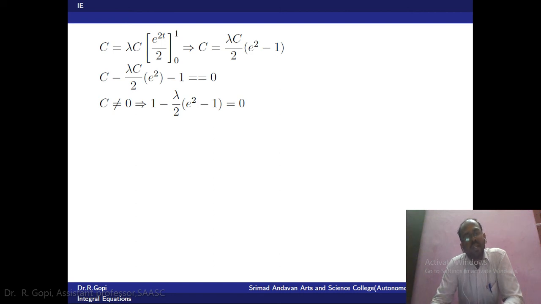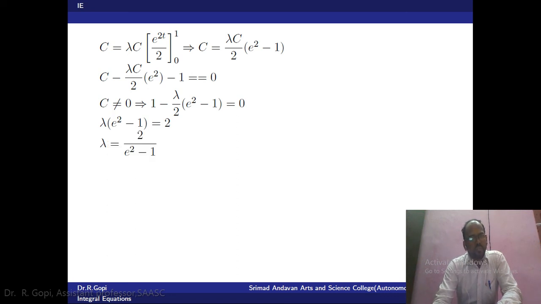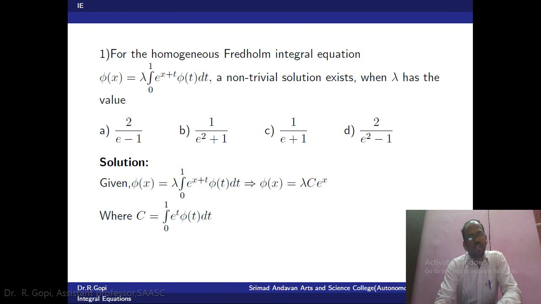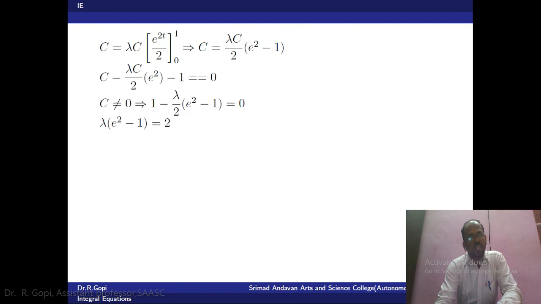That is nothing but, so we need lambda. Then you have to cross multiply. So 2 equal to lambda into e squared minus 1. So lambda into e squared minus 1 equal to 2. That is nothing but lambda equal to 2 divided by e squared minus 1. So lambda is 2 divided by e squared minus 1. So option D is the correct option, because 2 divided by e squared minus 1 is the correct answer. So option D is the correct one.